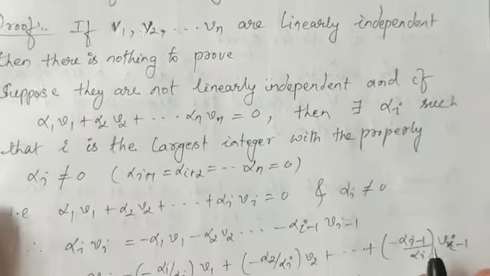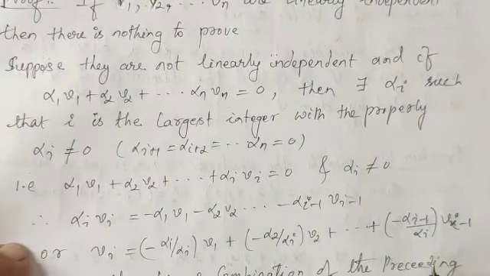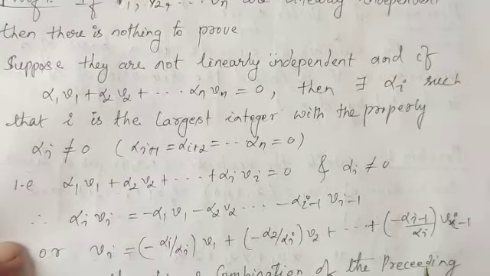Next I will remove the terms containing alpha I plus 1, alpha I plus 2, etc. alpha n. Then I am left with alpha 1 v1 plus alpha 2 v2 plus etc.